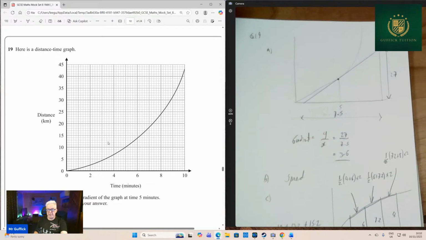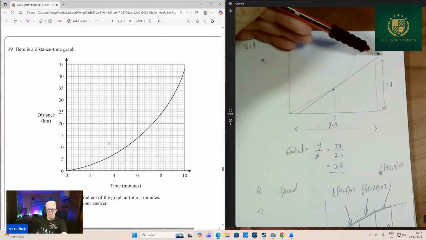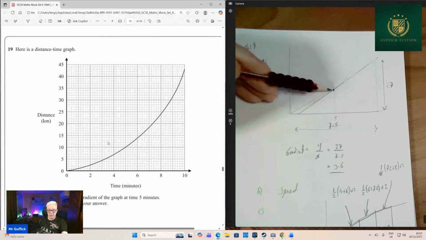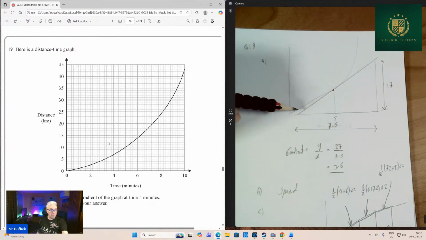Okay. Now, it's a very particular thing that they want you to do for this. What they want you to do is draw a line. You must draw a tangent at the point. So at the time, 5 minutes, you need to draw a tangent. And there's a mark just for drawing that tangent, okay?